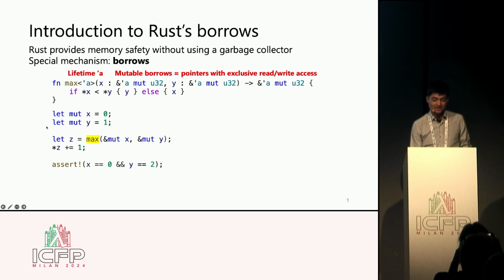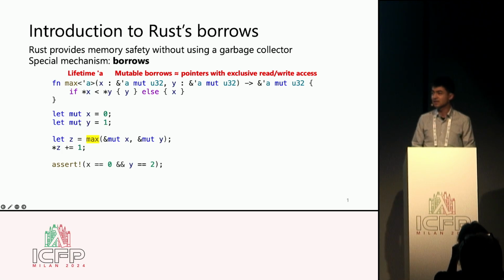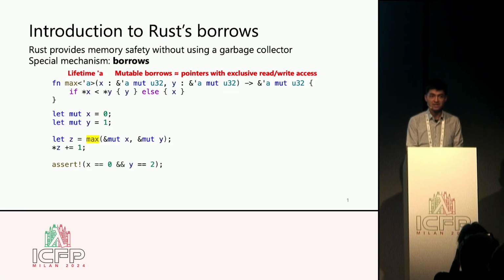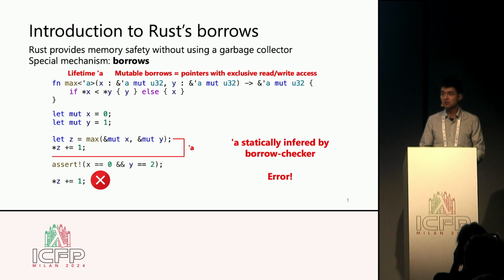And an important point is that because of the lifetime constraints here, for as long as the borrow z is alive, we have to consider that those two borrows of x and y are alive, so x and y are borrowed, and we can't access them. This means that in order to evaluate the assertion, we have to end the borrow z just before. So in particular, this means that the lifetime alpha starts from the call to the max function and ends just before the assertion. And this lifetime alpha is statically inferred by what is called the borrow checker. Now, you might be tempted to use z again afterwards, but if you try to do so, the borrow checker will tell you, no, you're not allowed to do that because we had to end the borrow z earlier.